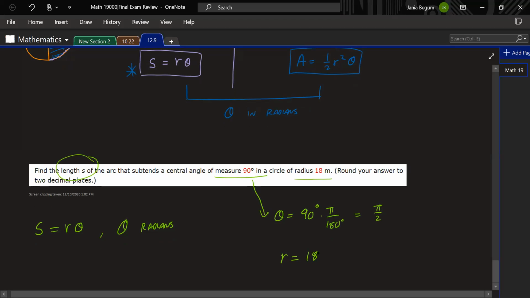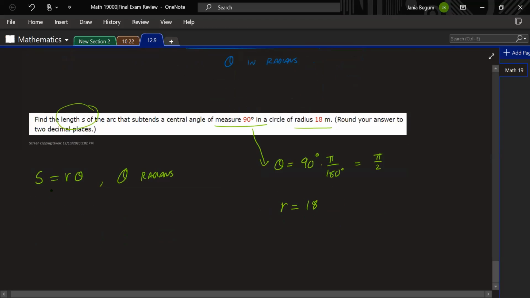Okay, so we're ready to plug everything in. We have S is equal to R times theta. R is 18 and theta is pi over 2. If you multiply 18 by pi over 2, you get 9 pi. So that is S.